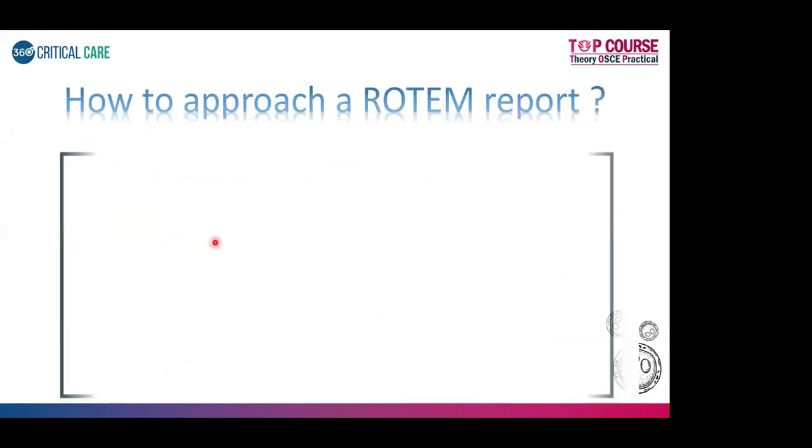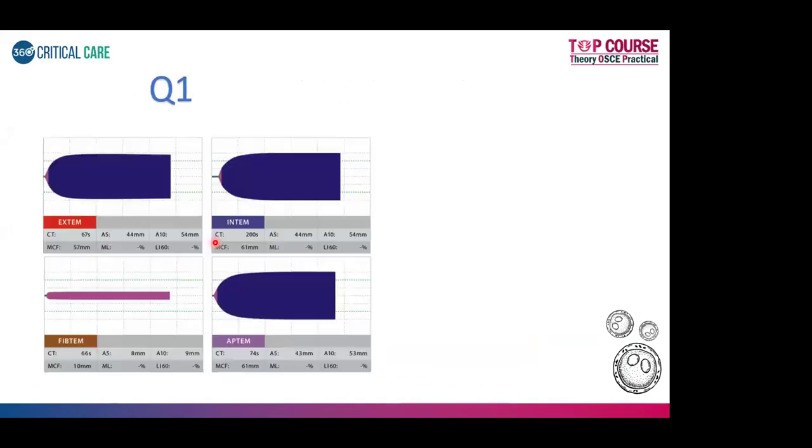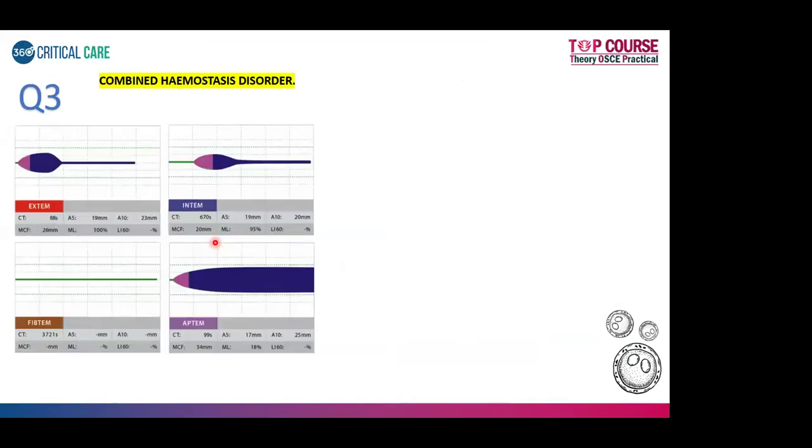FIBTEM, I showed you in the last slide, right? Zero activity. If you can remember that, it's very important. If you don't see any pink line at all in FIBTEM, that means fibrinogen is absent or very minimal. It's not even being detected. Or if it's less than 4 mm in the A10, it is an issue with fibrinogen. So for FIBTEM and APTEM, start with EXTEM and then go to these two.